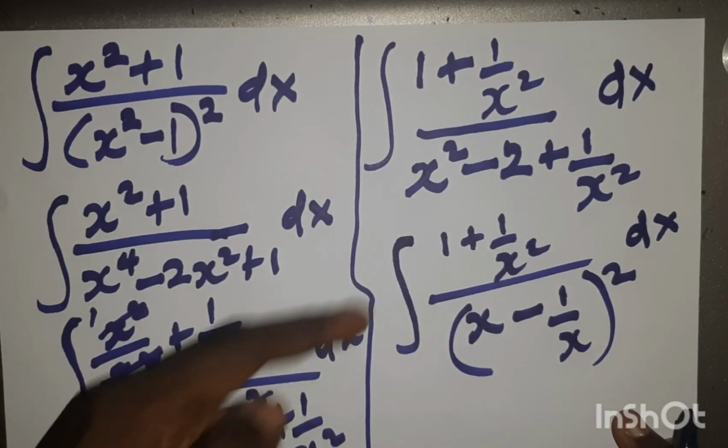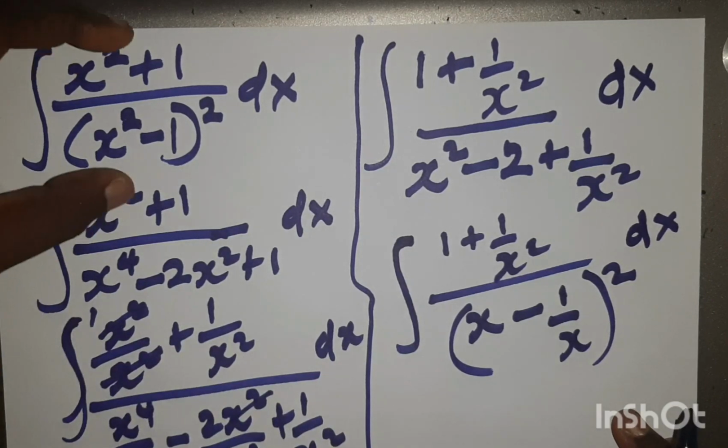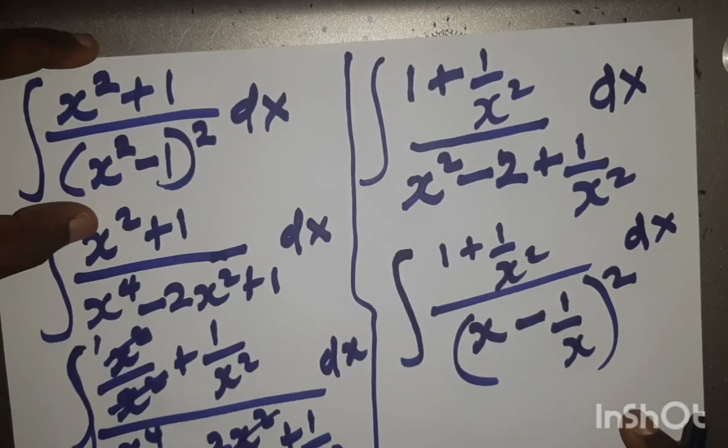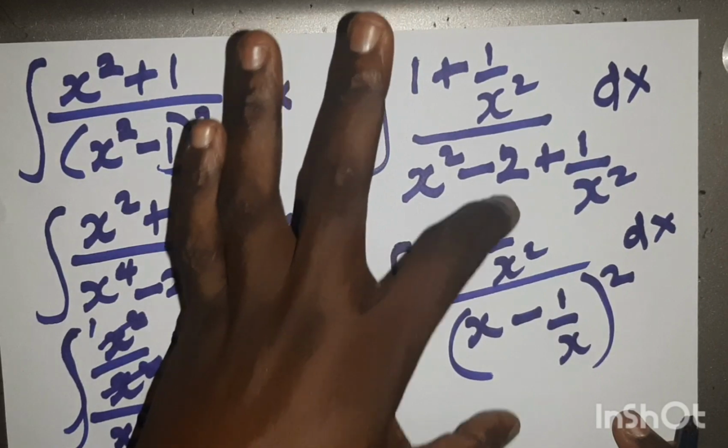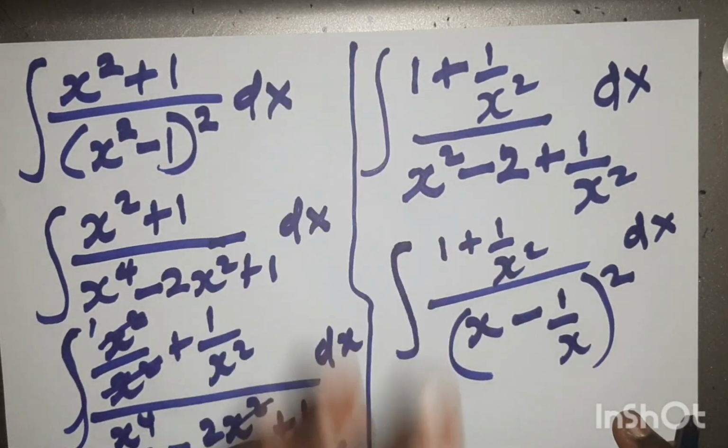This is just our simplification process. From this form that is not standard, we now have a standard form that we can use our U-substitution method to integrate.